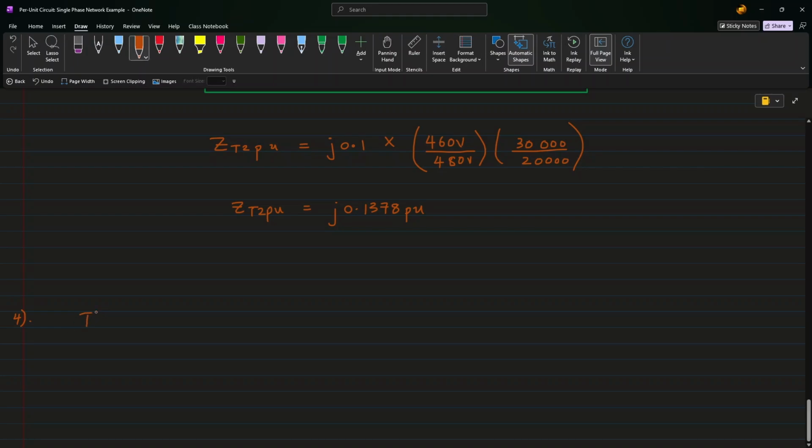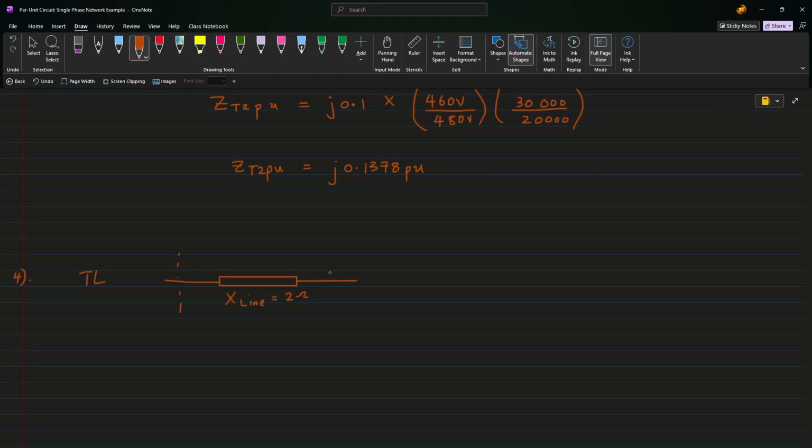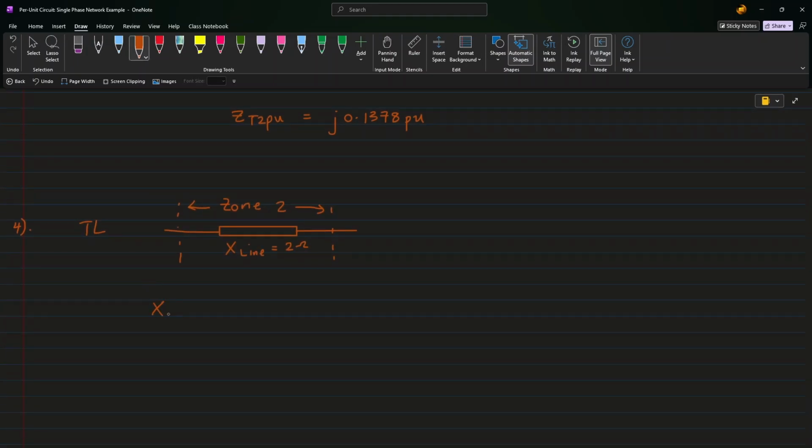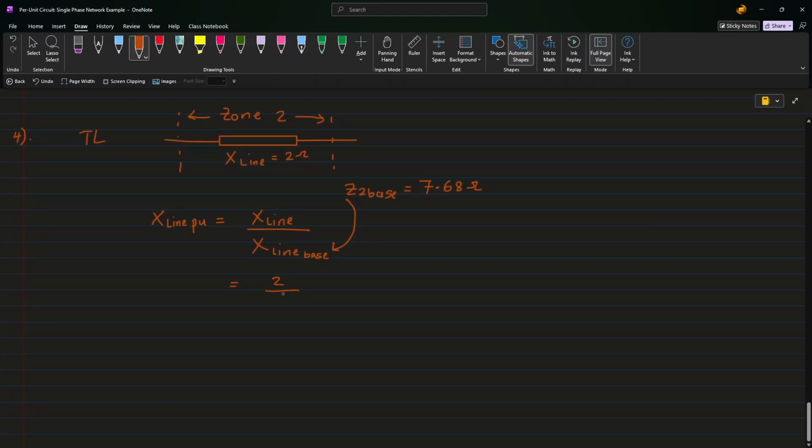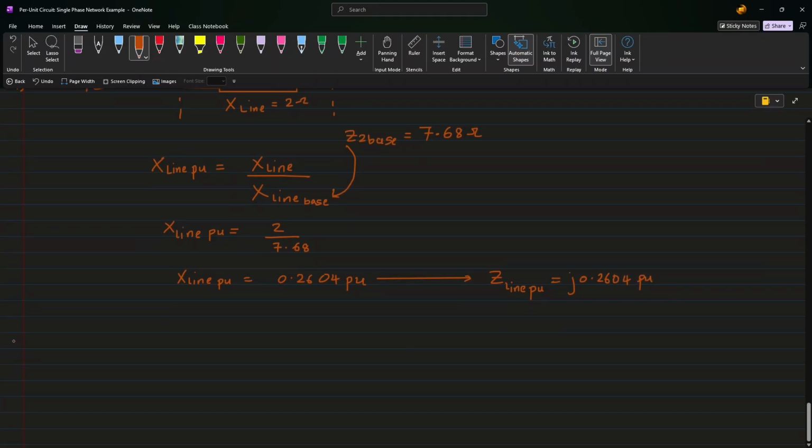Next up, we have the transmission line TL, which is in zone 2. Therefore, to obtain the per unit reactance, we can simply take the actual value and divide it by the base value. We already found the base impedance of zone 2, which we can use here. Hence, we can calculate the per unit reactance of the transmission line. The impedance of the transmission line is simply the reactance with the complex operator J.